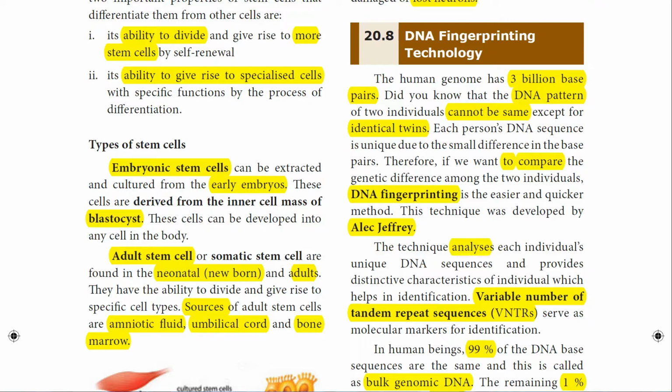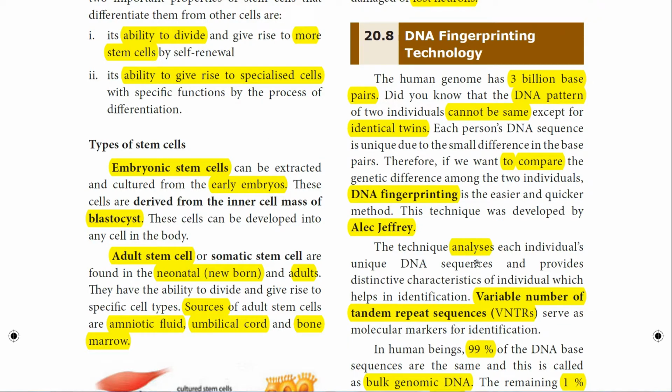So when we compare this small difference in the DNA pattern of two different individuals, we can easily identify them, and this is called DNA fingerprinting. DNA fingerprinting is an easier and quicker method by which we can compare the DNA pattern of two different individuals. This technique was first developed by Alec Jeffrey. This technique analyzes each individual's unique DNA sequence. We have already said that they differ in a small way. The small difference can be analyzed through the DNA fingerprinting technique.